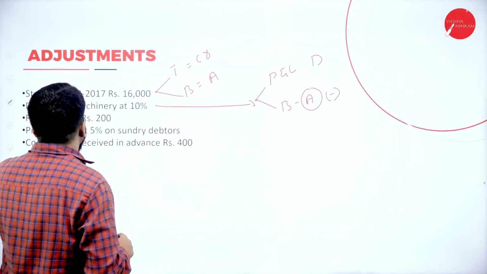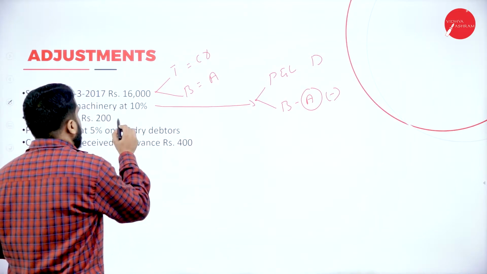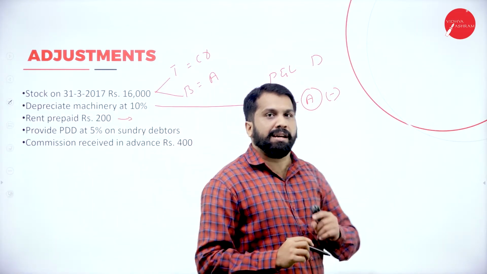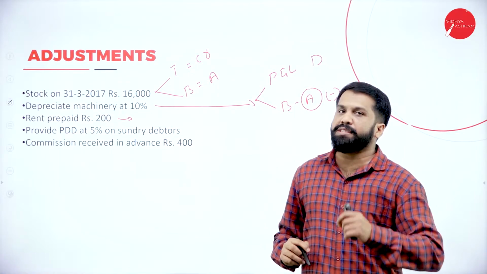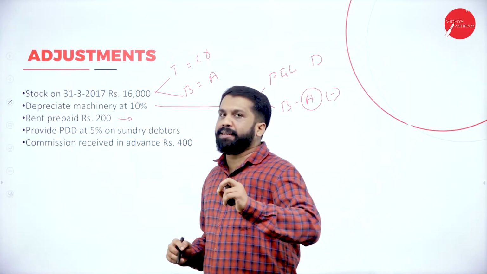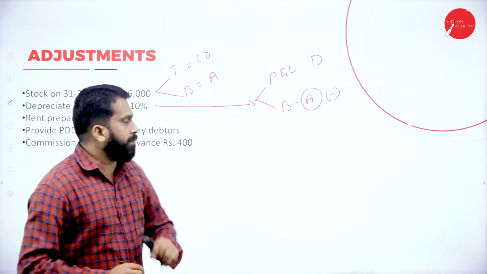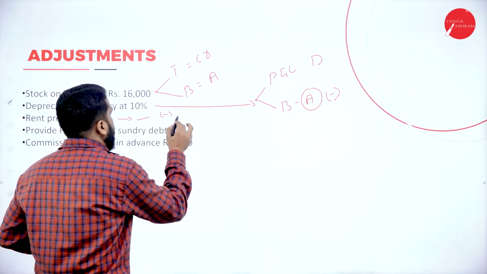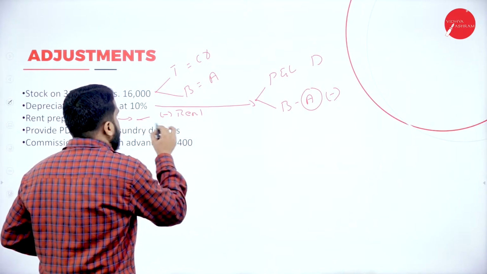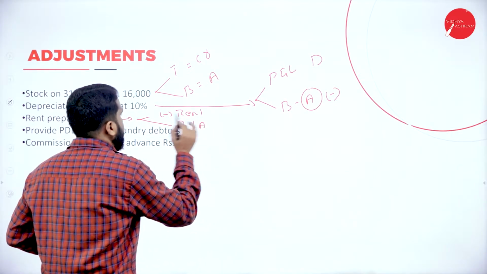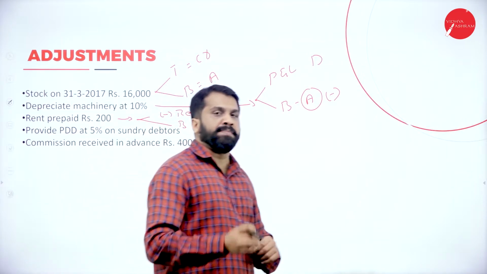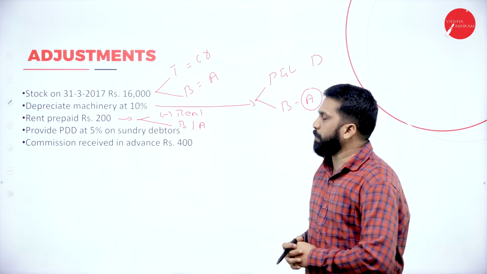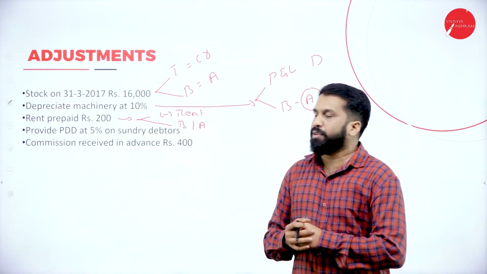Now, rent prepaid. Remember, as I told you, prepaid means minus, outstanding means add. Always remember this. Prepaid minus, outstanding add. Now, rent prepaid means one will be minus from rent, another one will be balance sheet asset. Wherever you write rent, we are supposed to deduct. Now, along with that, in the balance sheet asset side, we have to mention.